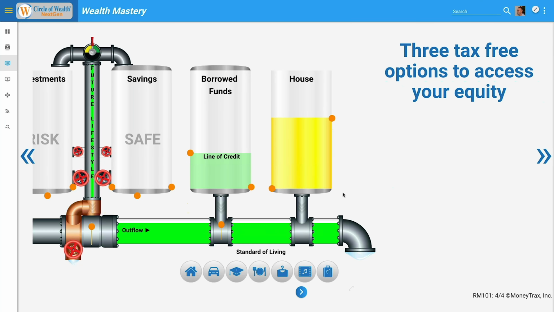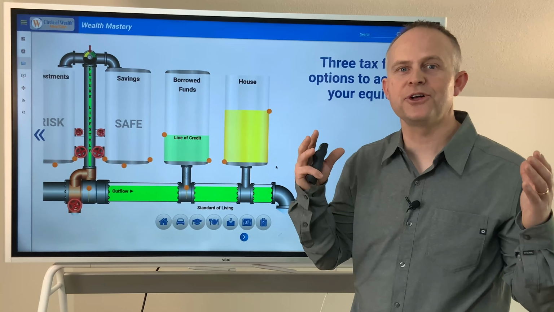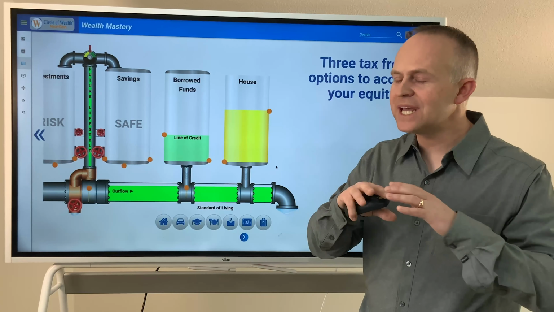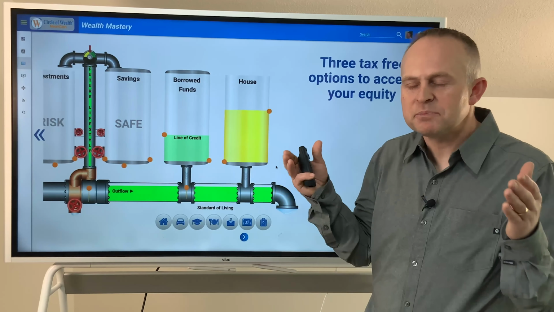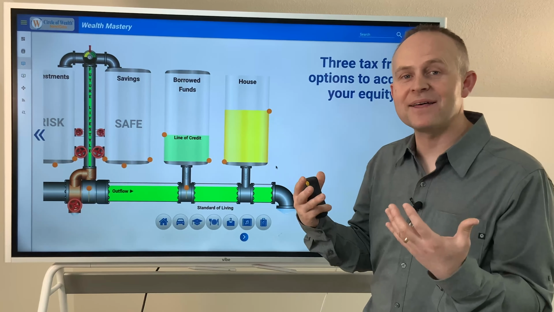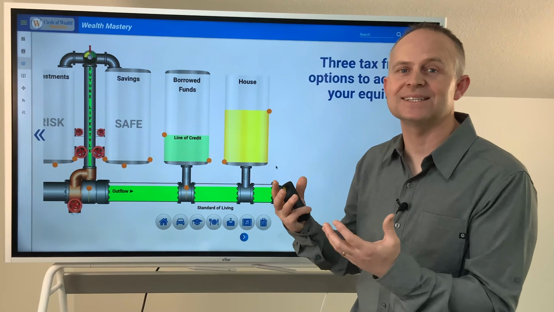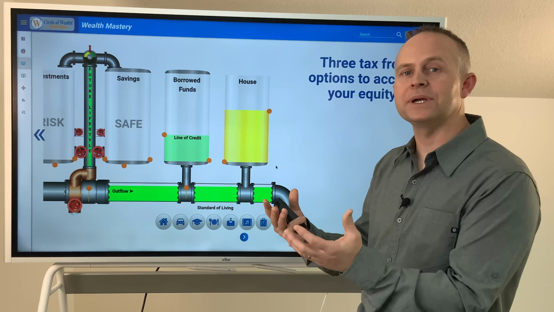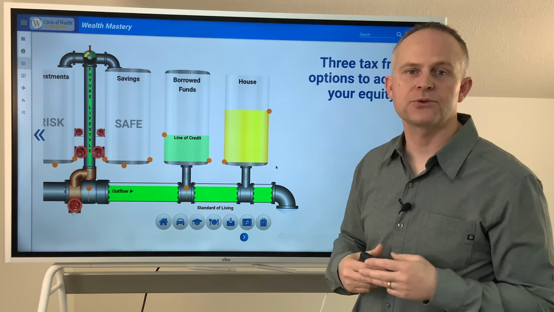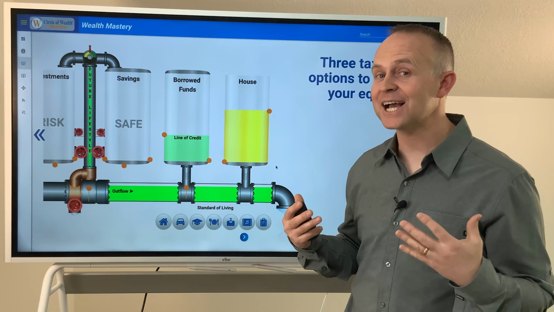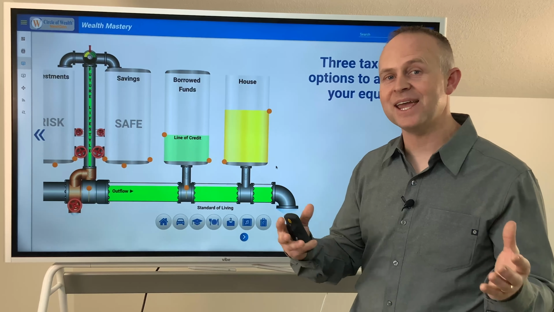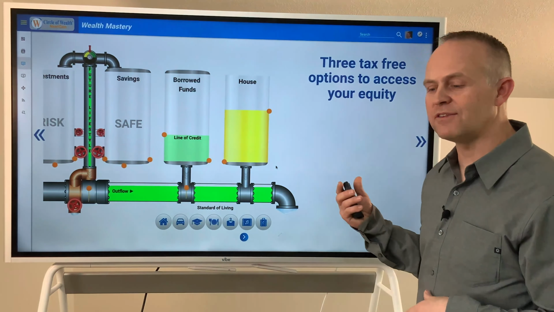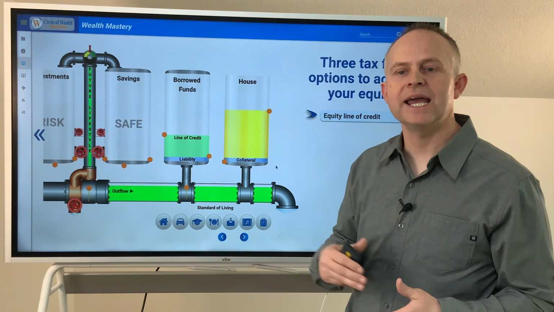Now, what about 3 tax-free options to access the money? This is a beautiful thing because if you take out the emotions of this being your home and you think about this as being one of your biggest assets and how you can access this asset during retirement, you can do it in 3 ways, all tax-free because it's a loan. Okay, first of all, you could get a line of credit.